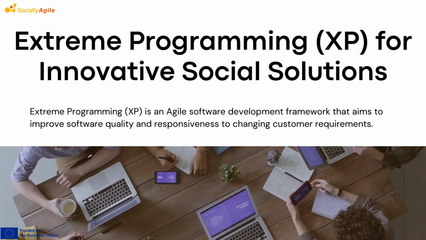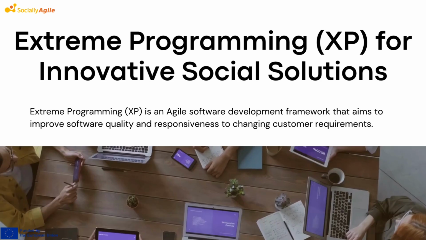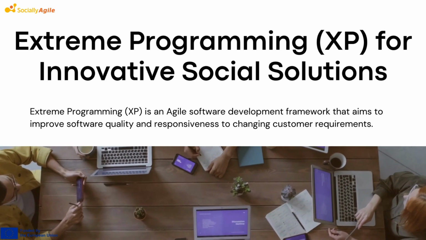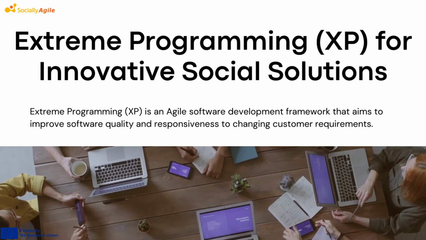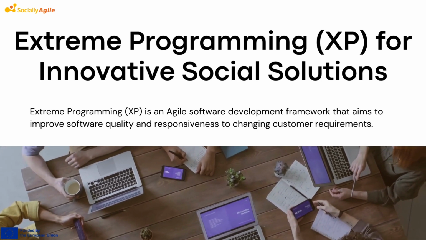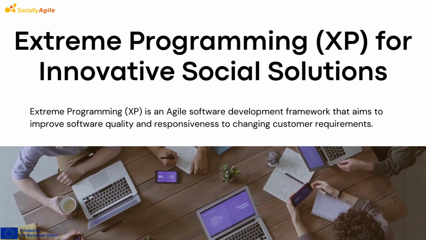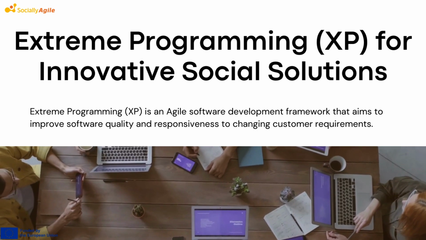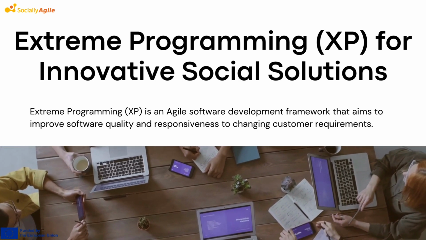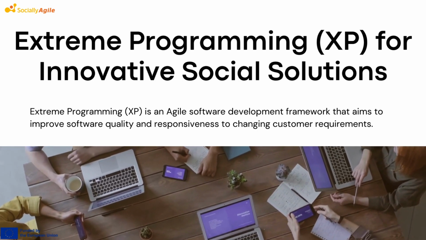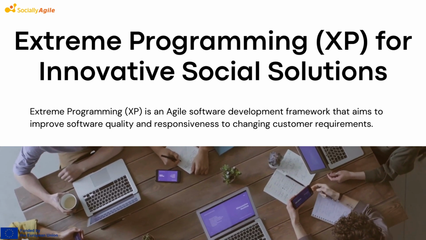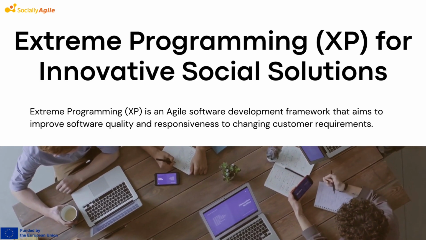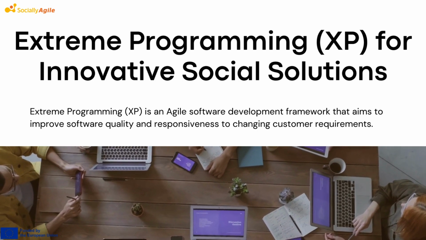Extreme Programming, or XP, is a framework from the agile software development world that emphasizes improving software quality and responsiveness to changing customer requirements. While it's primarily used in tech, the principles of XP can be incredibly beneficial for social enterprises, especially those engaged in technology-driven projects. XP's core practices like test-driven development, continuous integration, pair programming, and frequent refactoring can enhance the effectiveness and adaptability of tech-based social solutions.